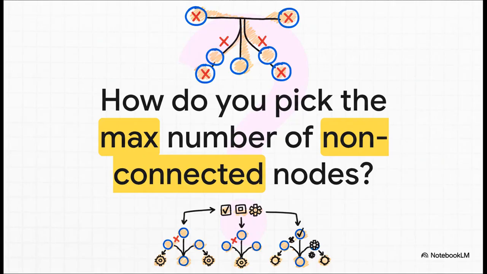So to kick things off, let's start with a classic puzzle. Imagine this tree is a network of computers. Your job is to pick the maximum number of computers you can to run some task. But here's the catch. You can't pick any two computers that are directly connected. Think about it. Any choice you make over here immediately affects your options over there. So how do you find the absolute best combination?